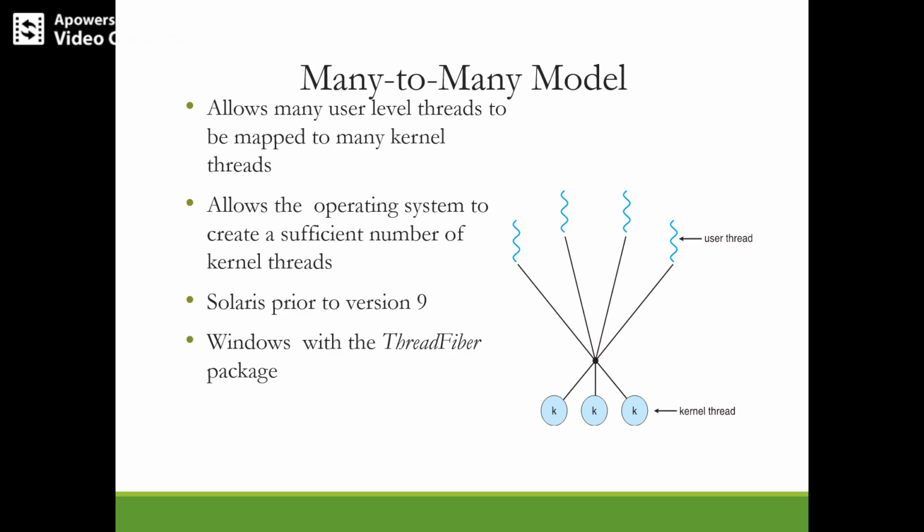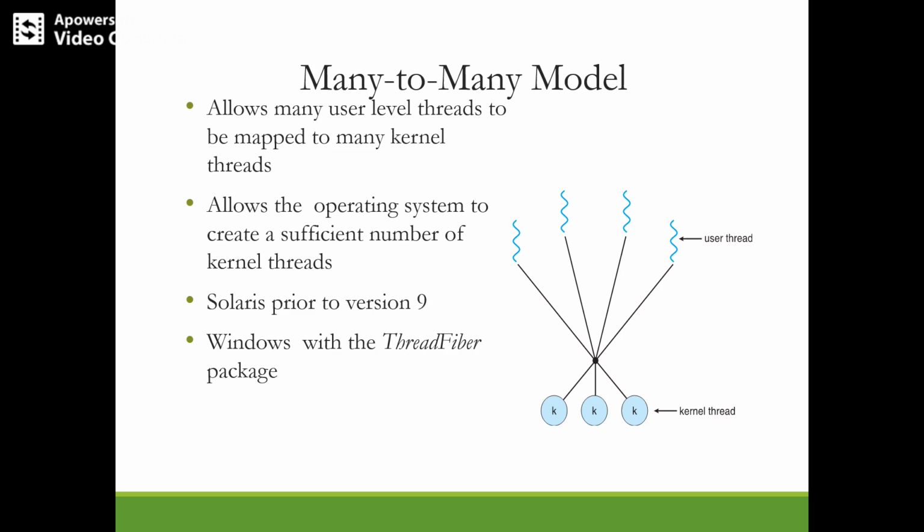In this many-to-many model, as shown here, there are 6 user-level threads multiplexing with 6 kernel-level threads. In this model developers can create as many user threads as necessary, and the corresponding kernel threads can run in parallel on multiprocessor machines. So this provides the best concurrency, and when a thread performs a blocking call, the kernel can schedule another thread for execution. That is the main advantage of such a model.